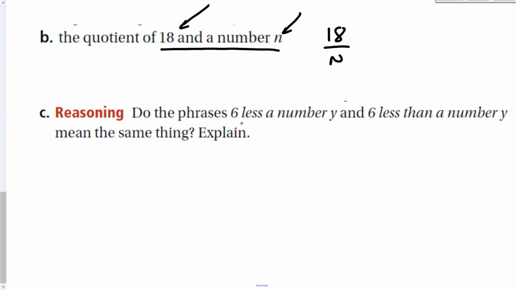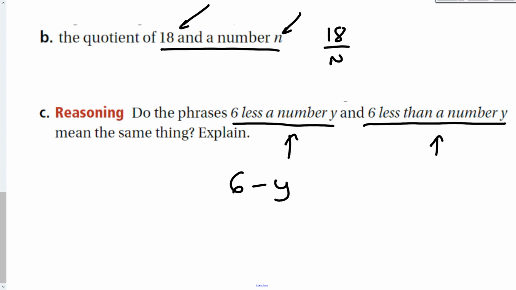Do the phrases 6 less a number y and 6 less than a number y mean the same thing? And in fact, they don't. So if we look at the first expression right there, 6 less a number y, which means we're going to start at 6 and we're going to go down by some number y. As opposed to the second expression right there, 6 less than a number y, which means that we're starting at y and getting 6 less than that. So definitely two different ways to express similar, but not the same, expressions.